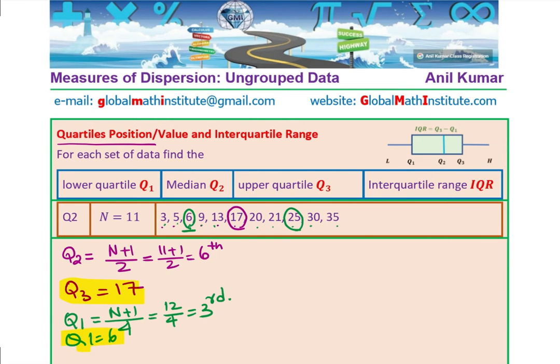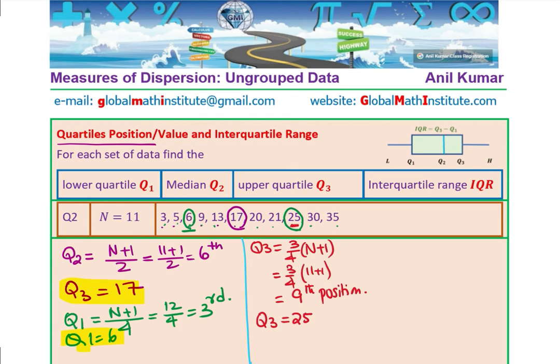Perfect. Now let's find Q3. Using the formula, Q3 will be equal to 3 over 4 times (n plus 1), which is 3 over 4 times, n is 11 for us, plus 1, 12. So that gives me the ninth position. Do you see that? And the value of Q3 is 25, right? At the ninth position. That is what it means, right?